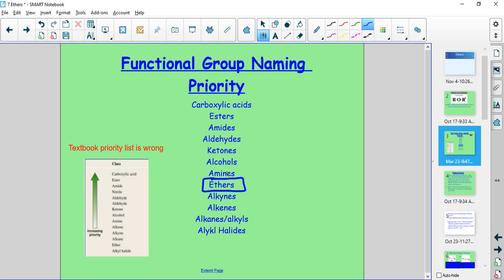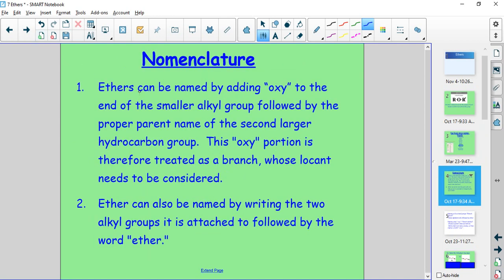We haven't done amines quite yet. That will be coming up very soon, but notice that ethers go below alcohol. So if you see an alcohol functional group, an OH group, then we know that this will take priority in terms of naming and numbering of locants. Okay, so not too many rules here, except that there are two ways of naming ethers. And the key is to always choose the easiest one. And you'll see as we do examples that one method is probably easier than the other.